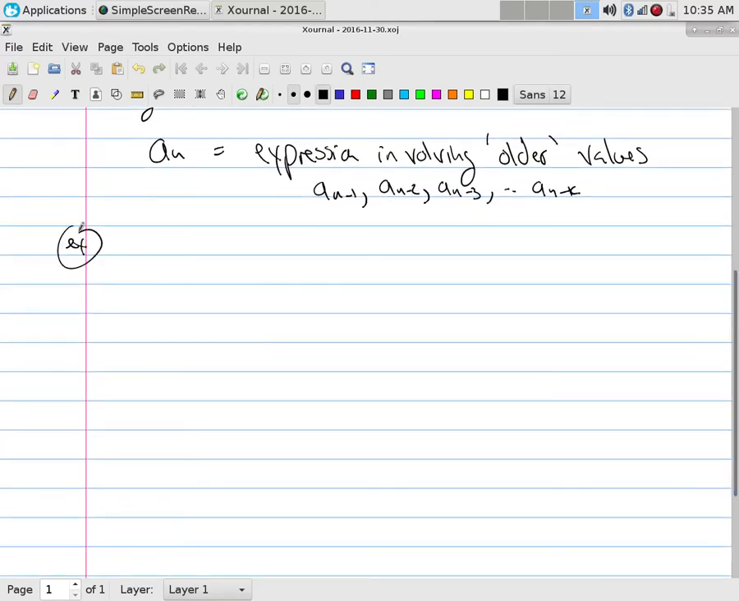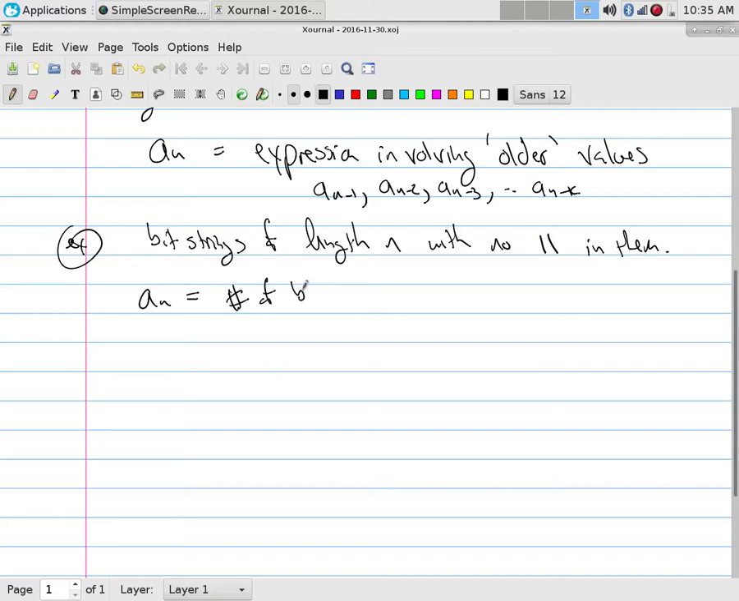An example like that, let's say the bit strings. Let's say bit strings of length n with no 1, 1 in them. I'm never going to allow you to use a 1, 1. Okay, and so a sub n is going to be equal to the number of bit strings with no 1, 1 in them. And I need a formula here. So I'm going to build a bit string from smaller ones.